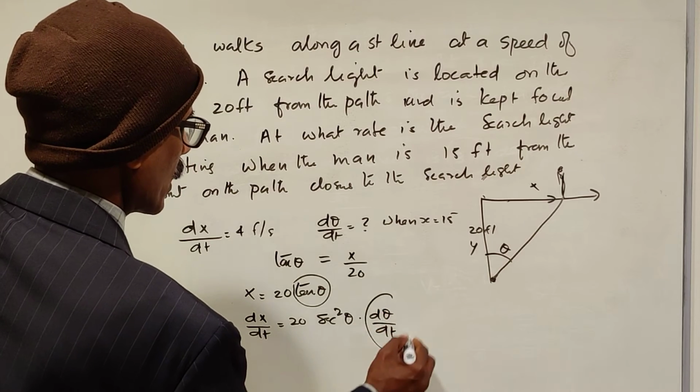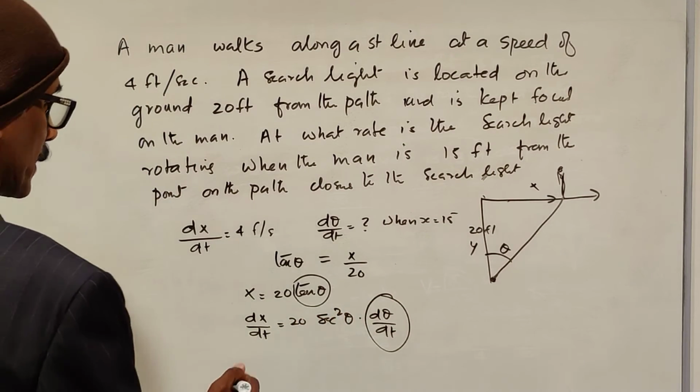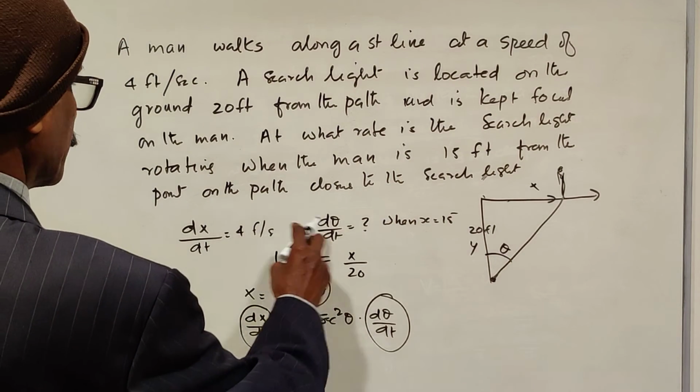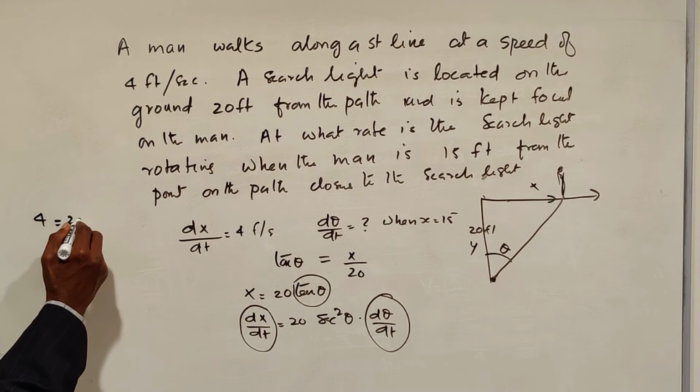We are going to find out d theta by dt. What is sec theta? dx by dt, I am going to substitute the values. dx by dt is 4, so 4 is equal to 20.